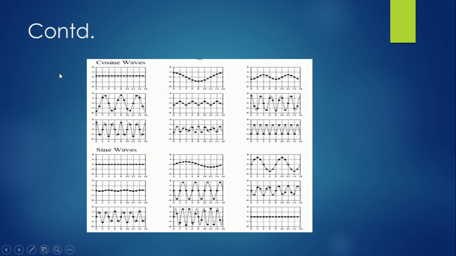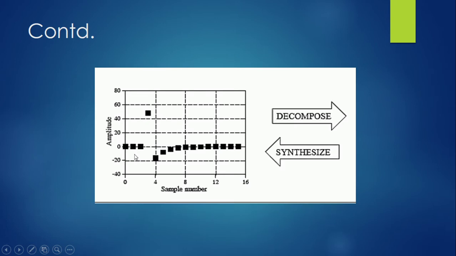The signal to be analyzed is decomposed into these cosine and sine waves. Then these can be combined to synthesize that signal again. So there are two ways. One is decomposition, breaking the signal into sinusoids, then putting all those sinusoids together to synthesize the original signal. That is what Fourier analysis is all about.